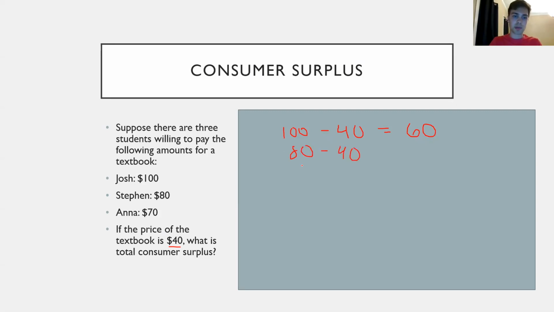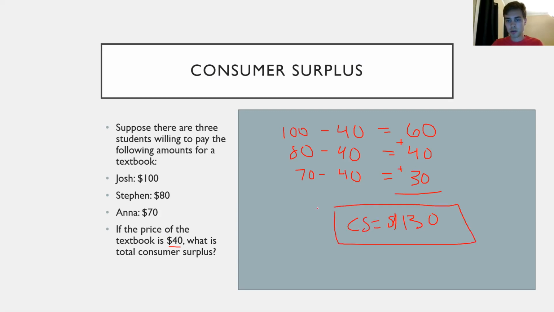So Stephen was willing to pay up to $80. He only had to pay 40. So his individual consumer surplus was $40. And finally, Anna was willing to pay 70. She only had to pay 40 again. And so she gets $30 of consumer surplus. We can add all these consumer surpluses up to get a total consumer surplus here. And so that's just going to come out to 130. And that's our consumer surplus for this little market for this textbook.